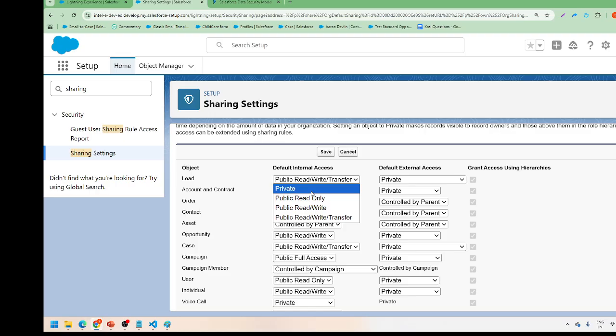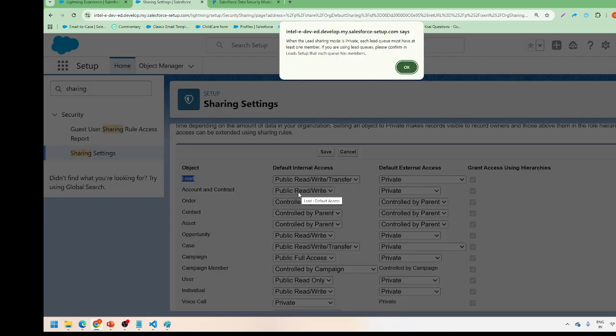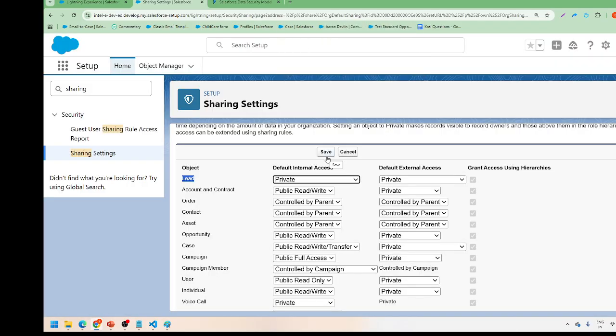But in simple words, if OWD is private for any object, and this depends on object by object, say for the lead I want to make it private, then I can only see those leads which are owned by me, or which are shared. If someone shared some lead with me, then only I can see it. Hope this is clear.